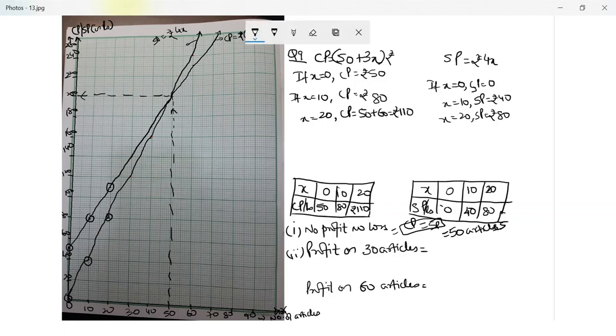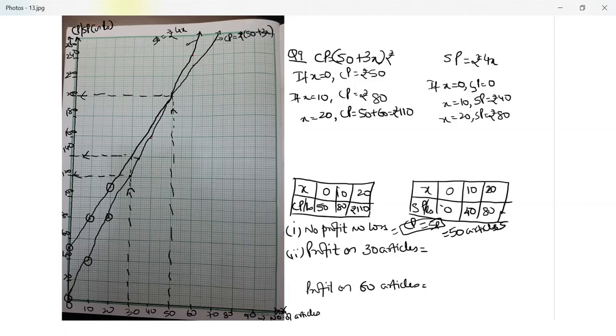Next is profit on 30 articles. So let's look at what will be the profit on 30 articles. So from 30 I draw a dotted line onto my cost price first. When I draw it to the cost price, my cost price is 140. So I went from the x-axis, went on to the y-axis, and on the selling price line, my dotted line goes to 120.